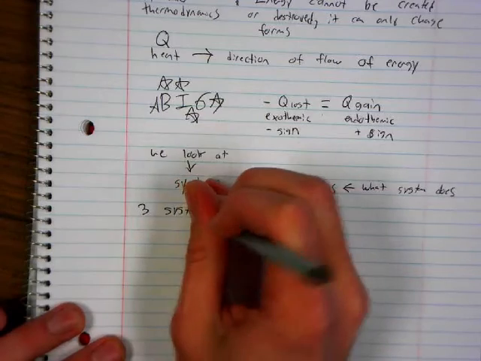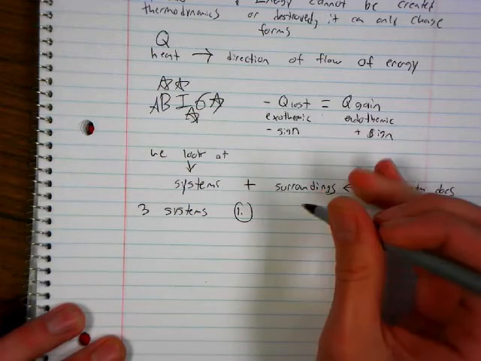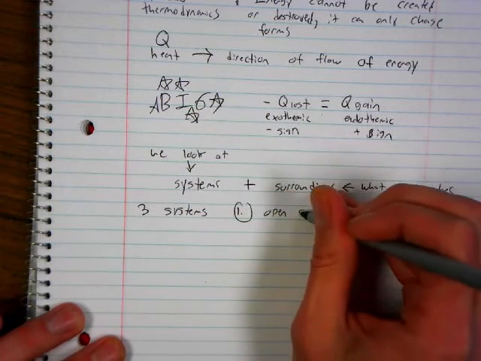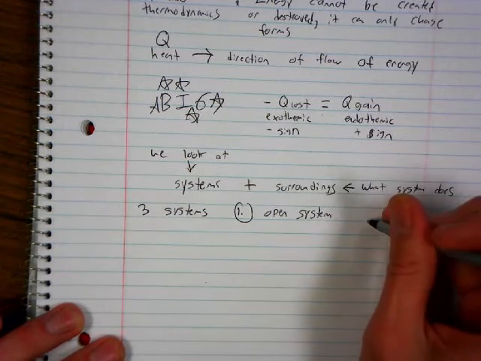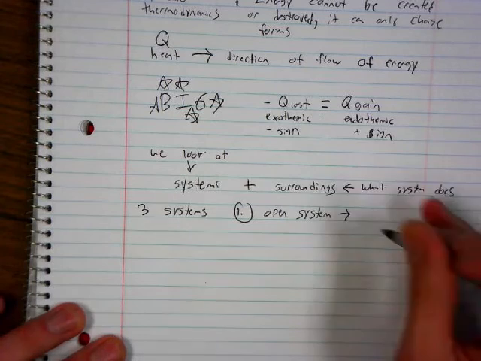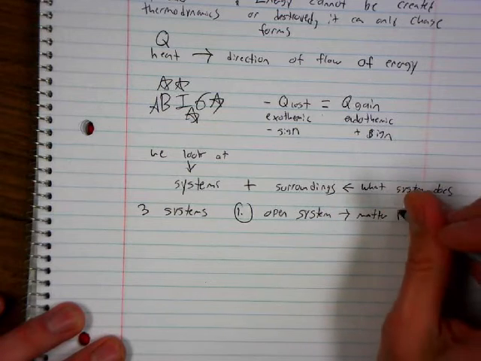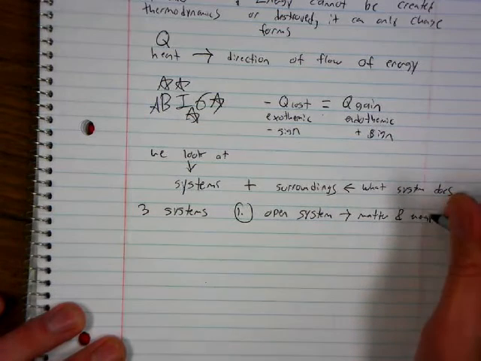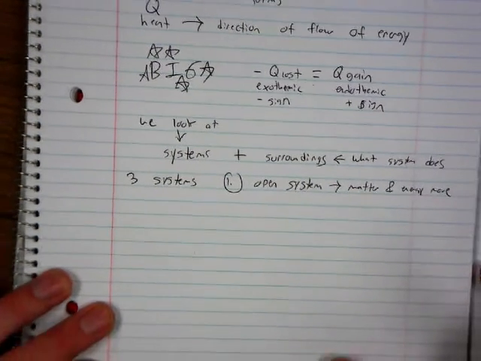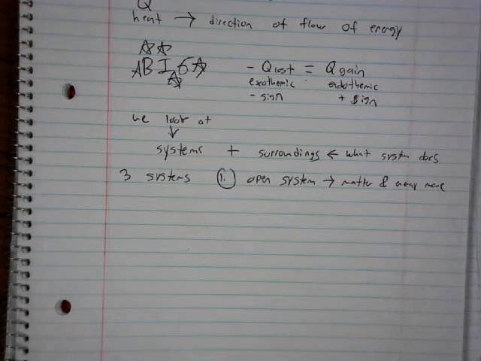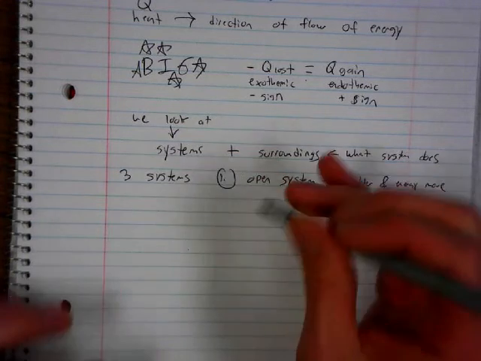There are three types of systems. Number one is an open system. An open system is where matter and energy move. An example of an open system would be my room right now. As people are entering and exiting, there's matter moving and there's energy moving.